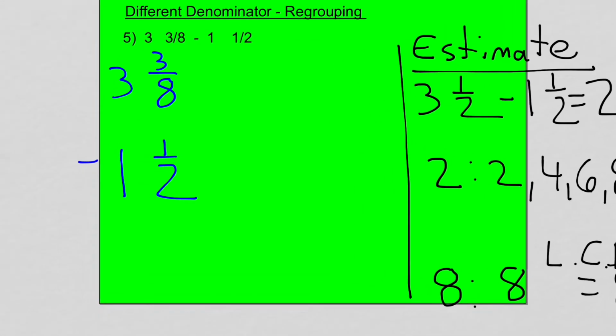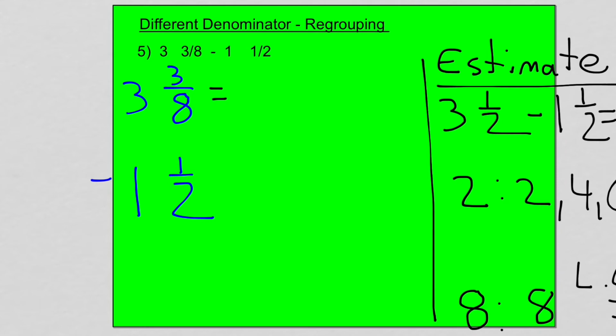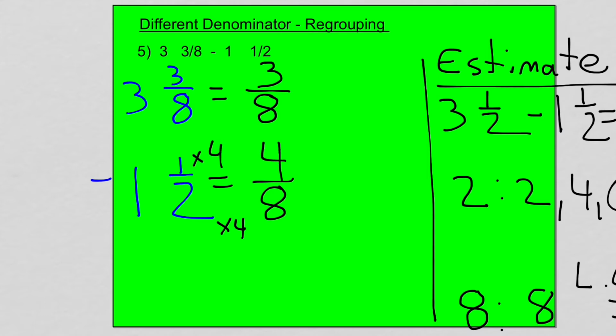Now what you do have to show me is writing both fractions with that lowest common denominator. Okay, well 3 over 8 stays the same. It's already got denominator 8. What do I do to 2 to get 8? Well, I multiply by 4. And I do the same thing to the top, and that's 4 over 8.